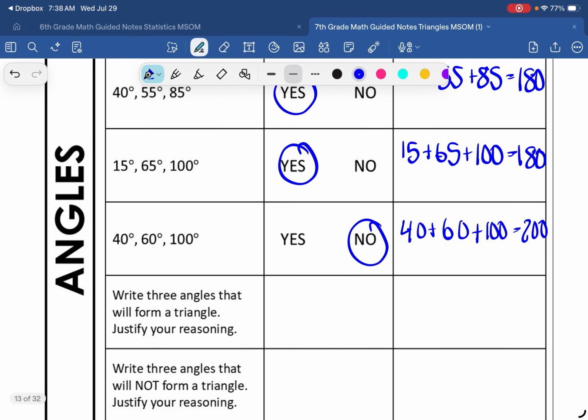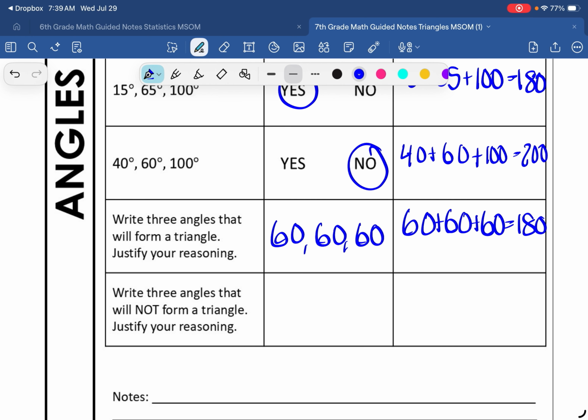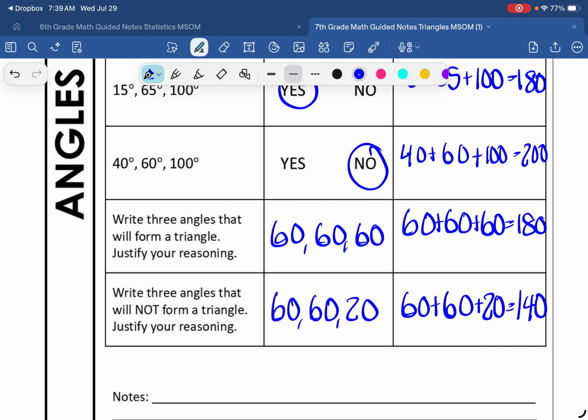So now I want you to write 3 angles that will form a triangle. Hit pause and write 3 angles that will sum to 180 degrees. Okay, I just did 60, 60, and 60. If I add those up, that will equal 180 degrees. Now try writing 3 angles that do not form a triangle. Hit pause and do that now. I wrote down 60, 60, and 20. That is 140, so that will not form a triangle.